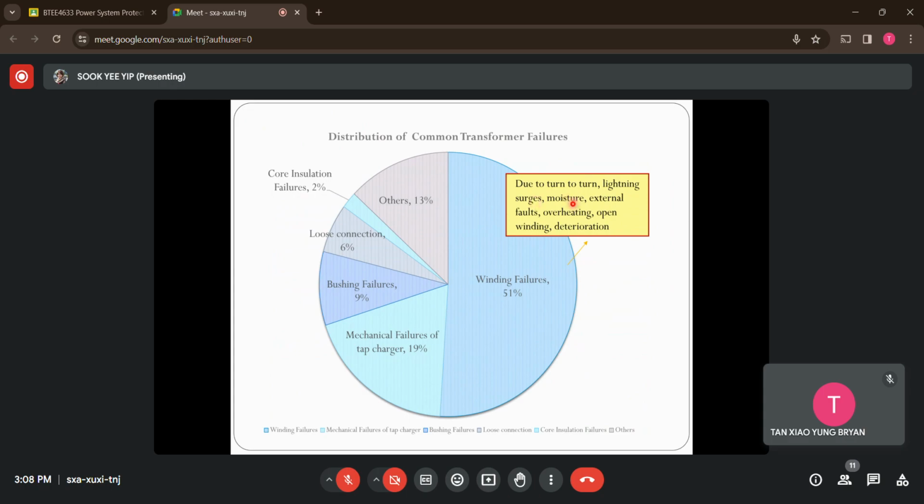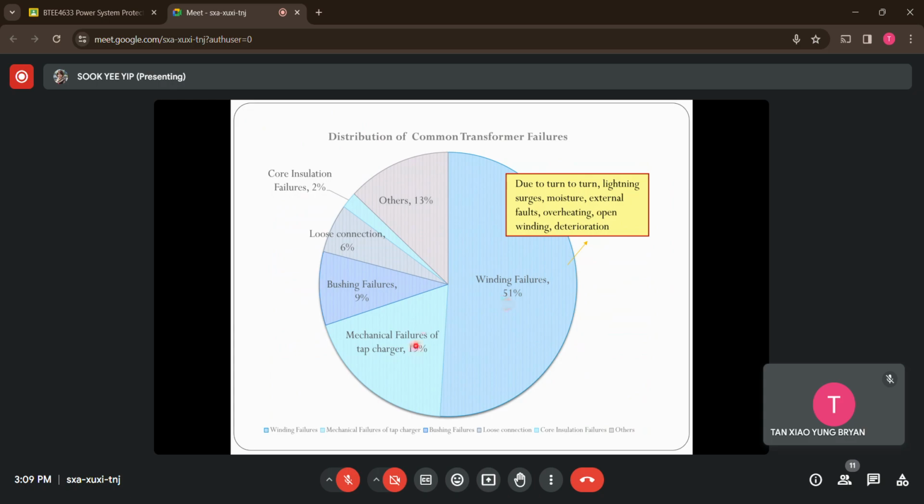Moisture within the oil tank can cause a short circuit within the phase winding. And then we have an external fault. The next one, we could have thermal stress within the transformer winding as well, causing overheating conditions. And probably we have an open circuit winding as well. The last one here is deterioration, which means that the transformer has aged. The winding insulation's quality might become poorer, causing the winding failures. So this is what stands highest, at 51%, the winding failures.